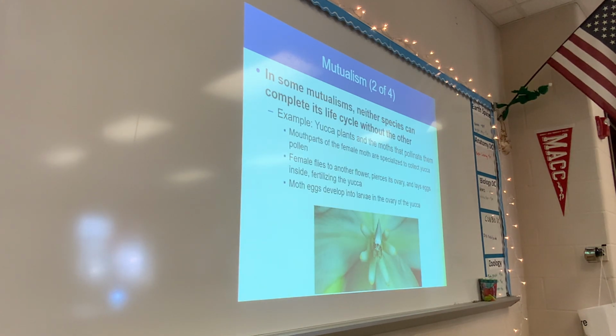In some mutualisms, neither species can complete its life cycle without the other, so they need each other to survive. In this case, the yucca plant needs the moth, and the moth needs the yucca plant, and without each other, they can't survive. If you take away one, the other dies. So in some cases, it gets very, very specific.